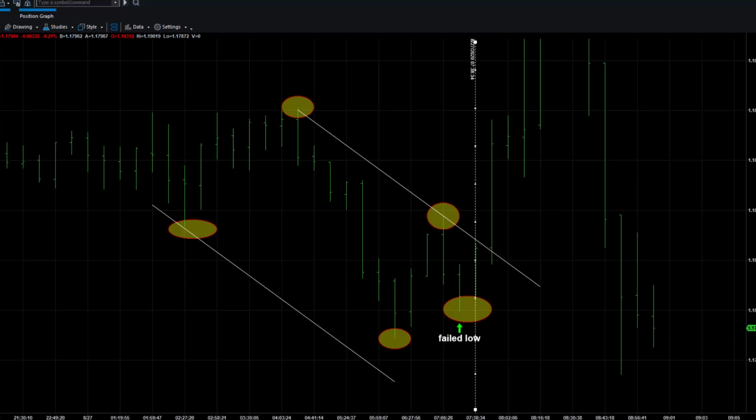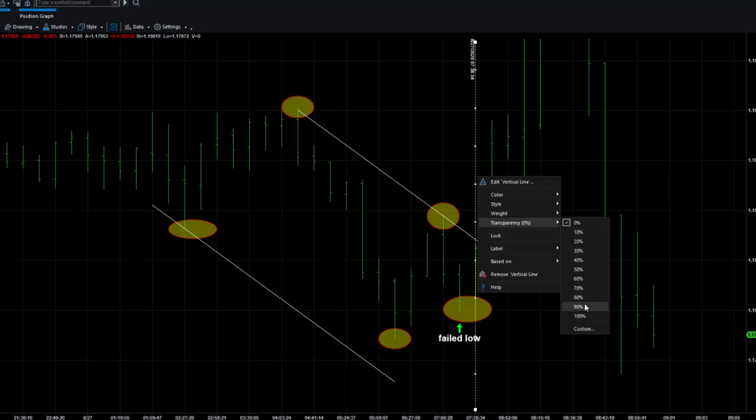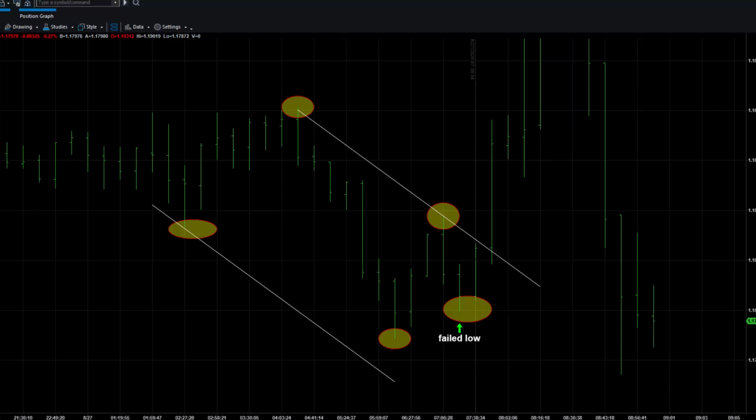I'm going to paint it on the vertical line, and we'll make this transparent so you can see. This bar right here closed as a buyer's bar. And this is price action to me. This bar closed very close to the high of its range, or the top of its range, and it closed on the buy side. That tells me that after a failed low and a next bar like that, I shouldn't be shorting this.